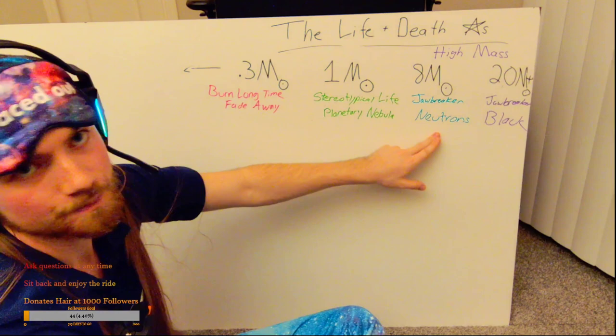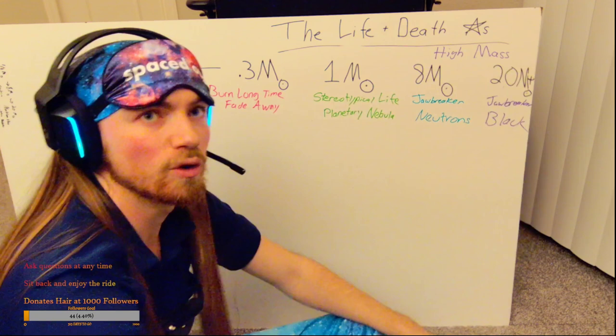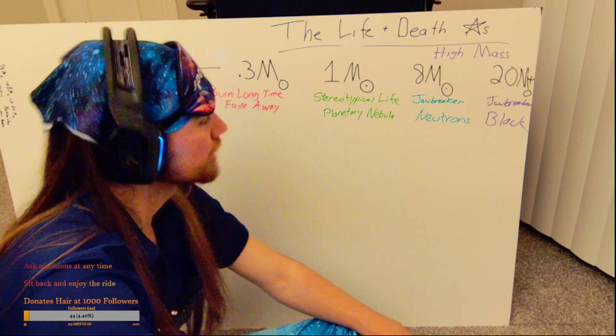High mass, on the 20 times the mass of the sun area, jawbreaker effect again. But we go past the neutron degeneracy, slam that whole core into oblivion, and we get a supernova again and a black hole left behind.